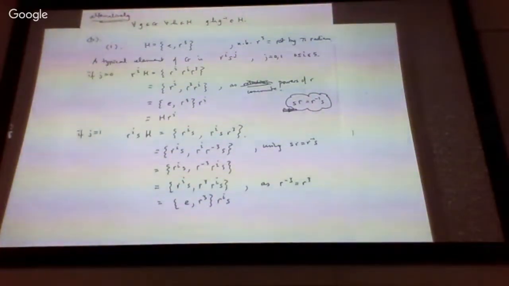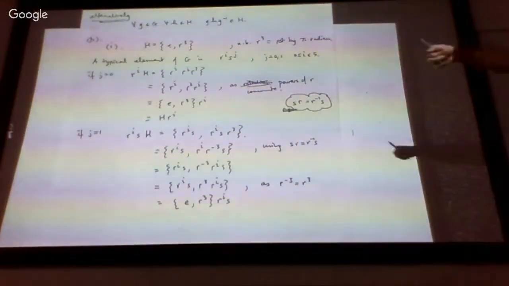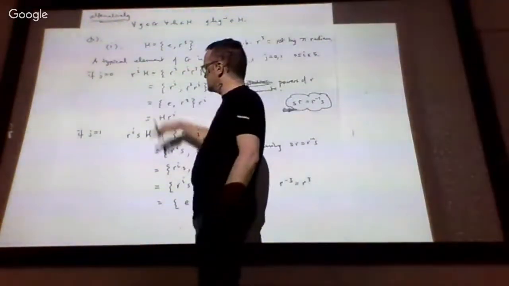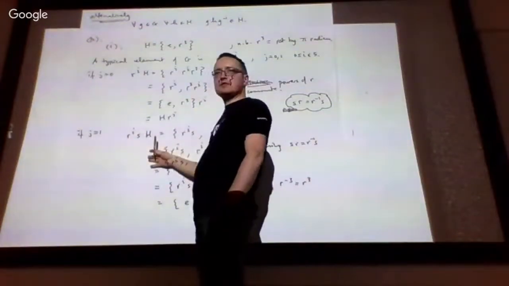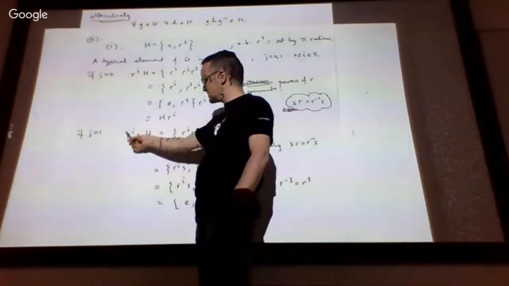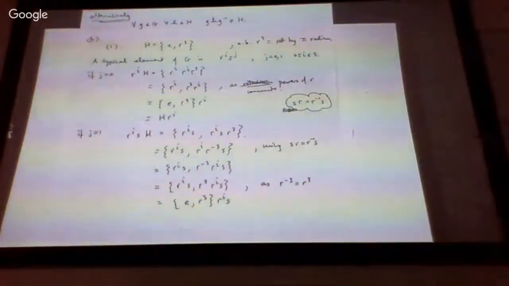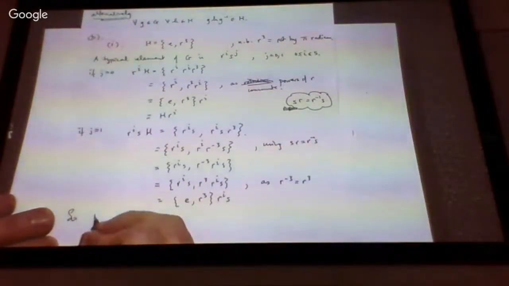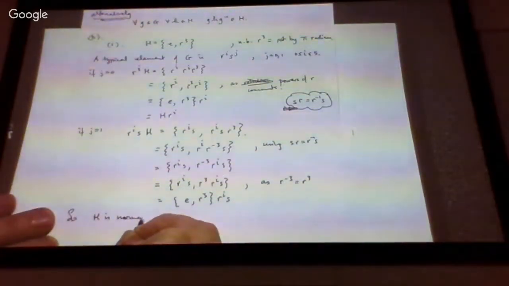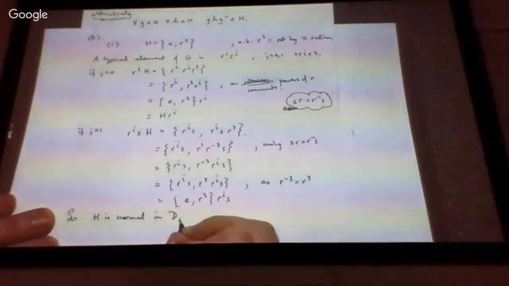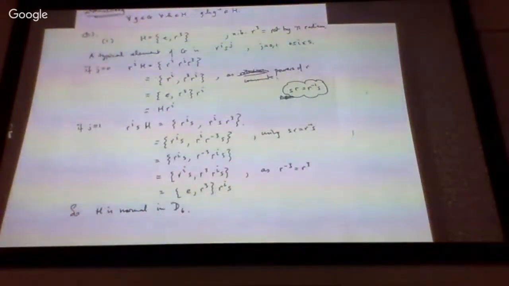So does that look good, have we proved it's normal? Proved for every element, the left coset is equal to the right coset. We just did it in two cases. We dealt with the rotations, we dealt with the reflections. So every reflection can be expressed like this for some value of i, and there are no other elements in D6. So H is normal in D6, according to the definition.